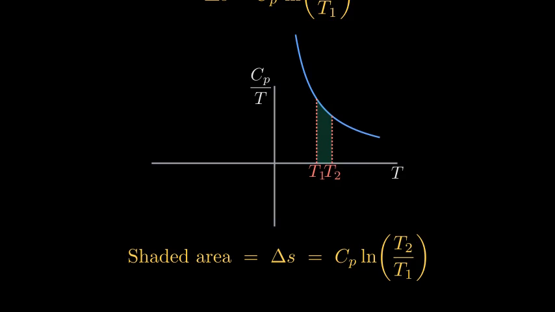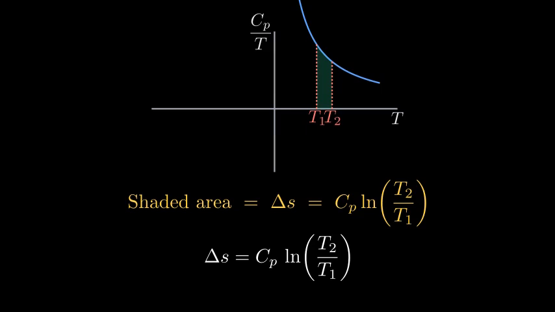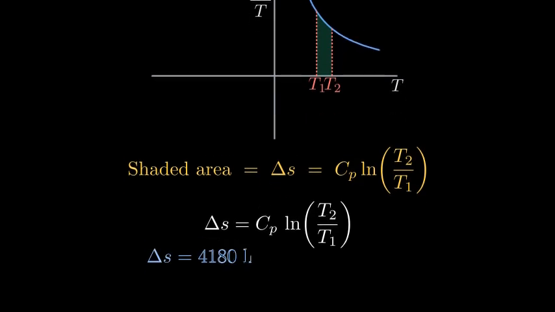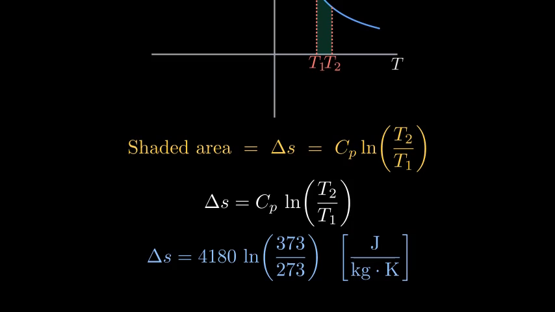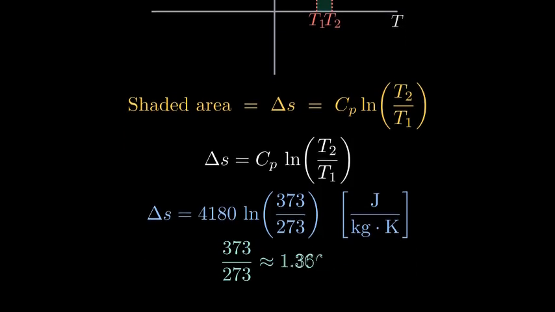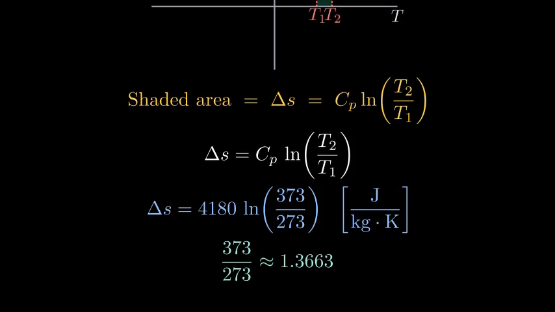Now we will compute numerically using the simplified formula. Delta S equals Cp times the natural log of T2 over T1. Substitute Cp equals 4,180, T2 equals 373, T1 equals 273. First compute the ratio T2 over T1. 373 divided by 273 is about 1.3663.